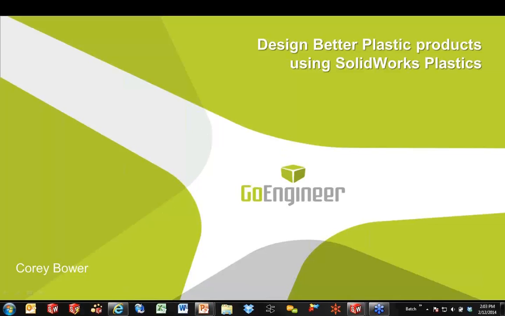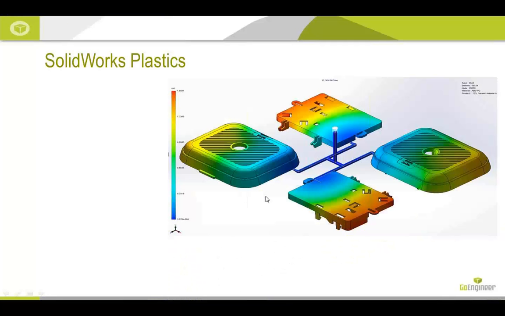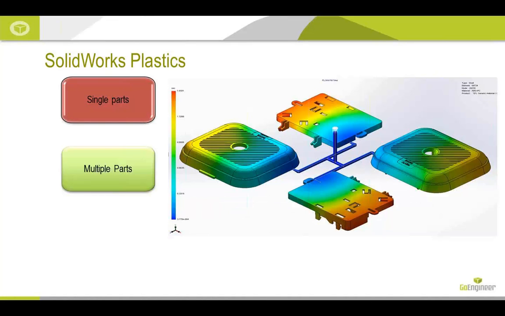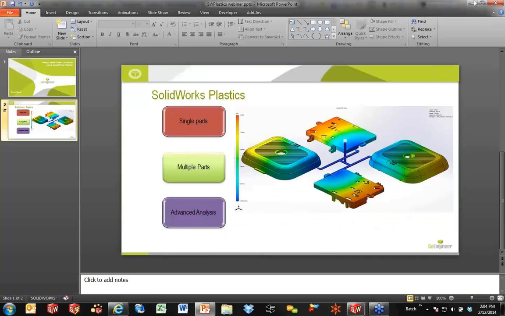Today we are going to look at the plastics analysis product in SOLIDWORKS. And there's a few main areas that we're going to look at. We're going to start with just a single part, and do a fill analysis on that single part. And then we're going to look at a couple of different ways of handling multiple parts. If we're going to do a family of parts in a single mold, we can do that. And then we're going to end up with a couple of advanced analysis topics that we can do in plastics.